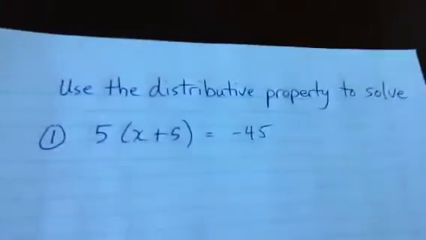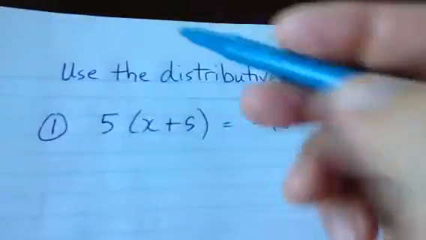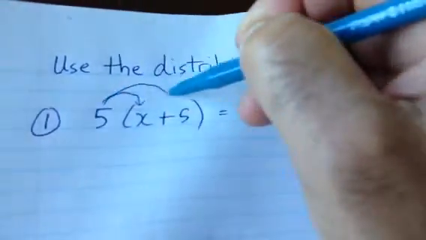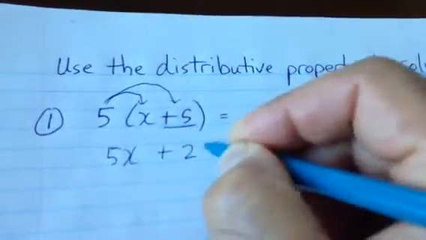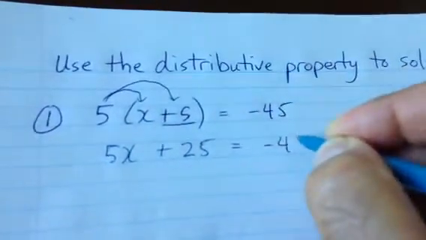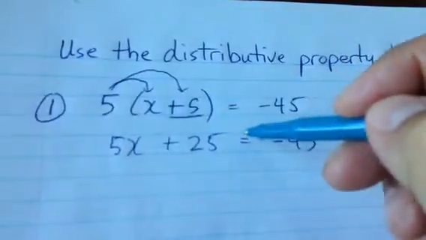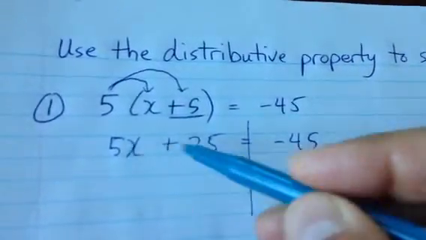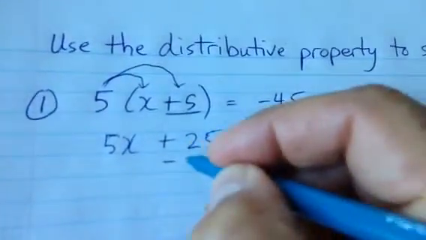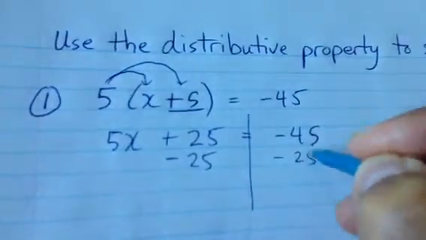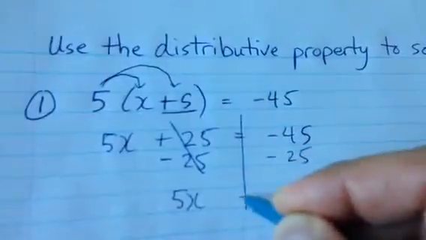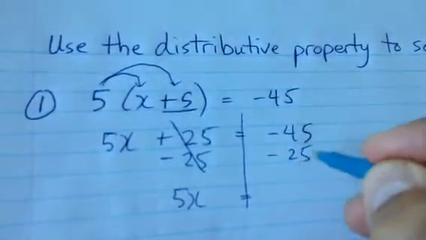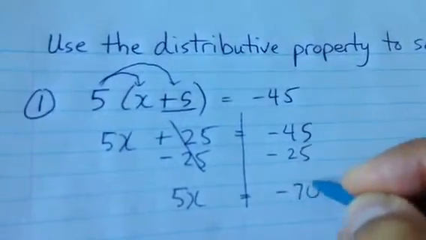So here's using the distributive property to solve. Here's the first one. 5 times x, 5 times a positive 5 is 5x plus 25 is equal to negative 45. Right? Now, here's the equal sign. You learned that x wants to be by itself. I've got to get rid of the positive 25, so we minus 25. Whatever you do to one side, you do to the other. These cancel out. We're left with 5x equals negative 45 add negative 25, which is negative 70.